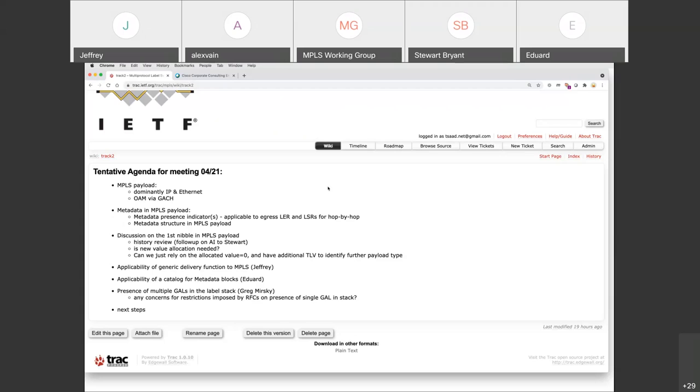Well, if we're including any form of metadata, we do need to know that it's there. We can then ask the question of, do the P nodes need to know? But the PEs absolutely need to know. I agree that an indicator is needed to say that we're carrying metadata, whatever indicator we agree on.